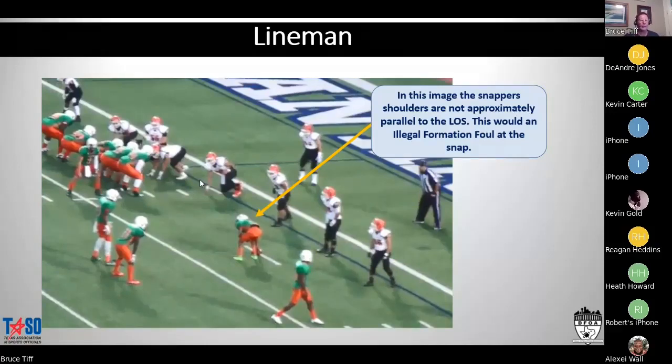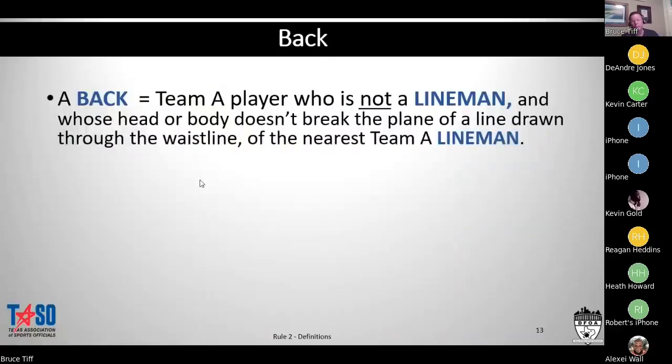Okay, so we talked about linemen. Now we're going to shift and talk about a back, because as Team A is running a scrimmage play, everyone is either a lineman or a back. There are no other definitions for any of the other players. So a back is simply a teammate player who's not a lineman and whose head or body doesn't break the plane of a line drawn through the waistline of the nearest Team A lineman. And I'm going to expand on that in a little bit as well.